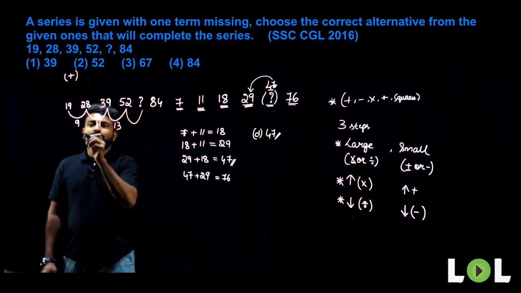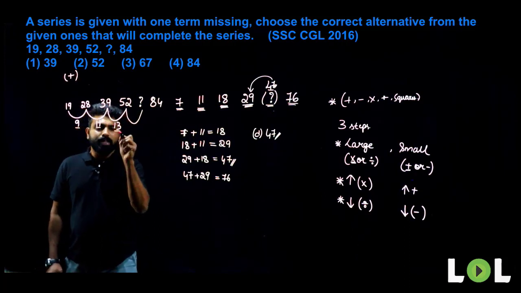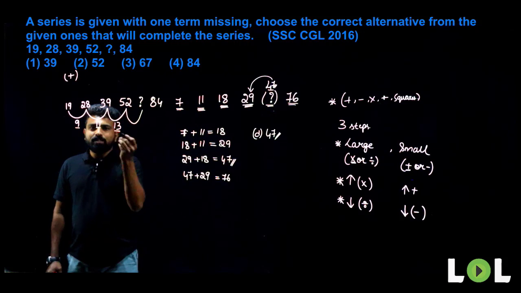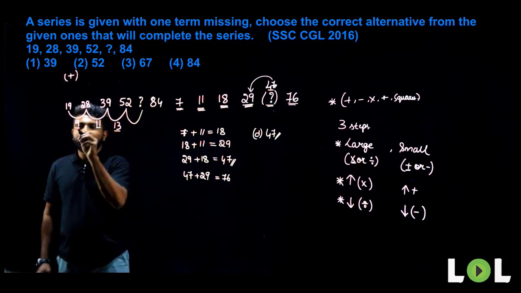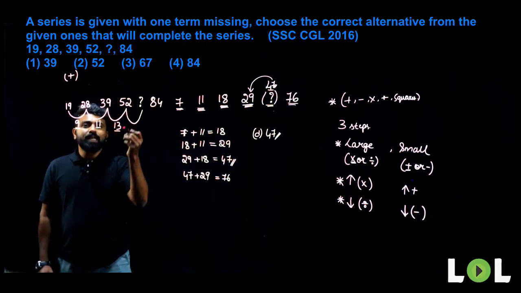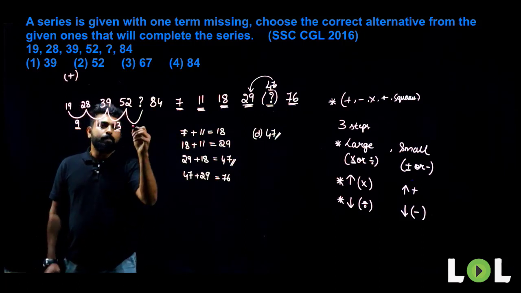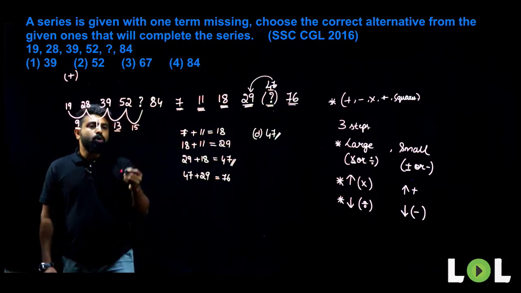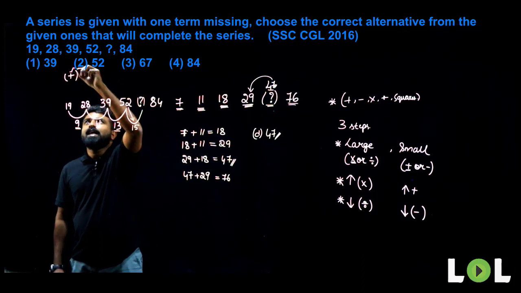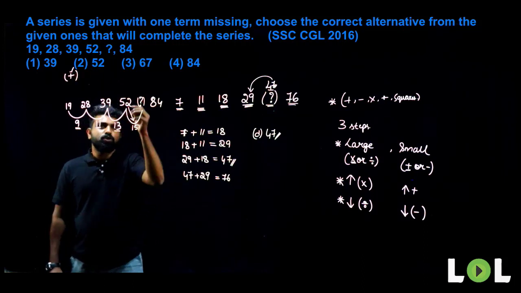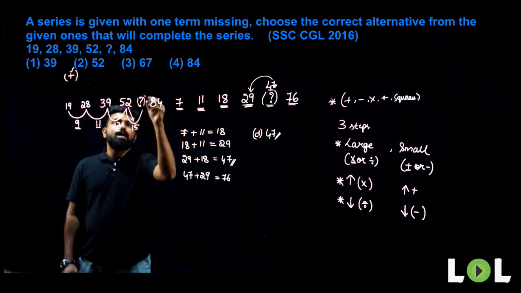So when I look at this, what are 9, 11 and 13? They are odd numbers, consecutive odd numbers starting from 9. So what is my next odd number after 13? It will be 15. So how do I get my missing term here? I need to add 15 to 52. Why do I need to add? Because there is addition involved in the series. So 52 plus 15 gives me 67.